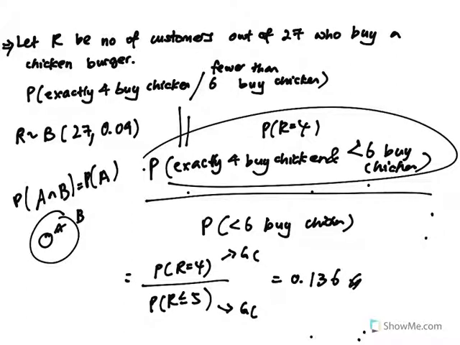Again, let me stress this part: exactly 4 buy chicken and less than 6 buy chicken, you combine these two events, that means it's just exactly 4. I need 4 to buy, I need less than 6 to buy. If the less than 6 has to be true and 4 chicken has to be true, the overall outcome is that I can only have one event that satisfies both. That's only 4 buy chicken. Then the below part, fewer than 6 buy chicken means 5 or less.